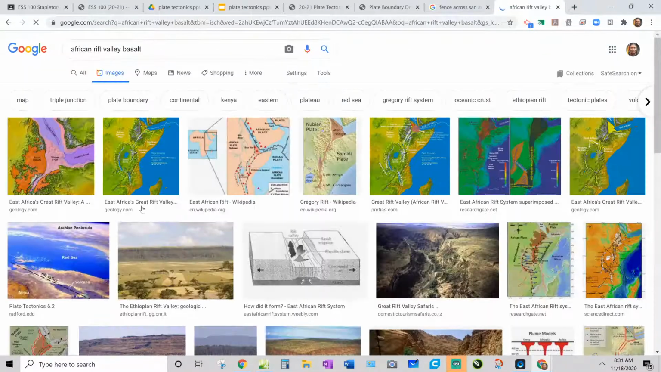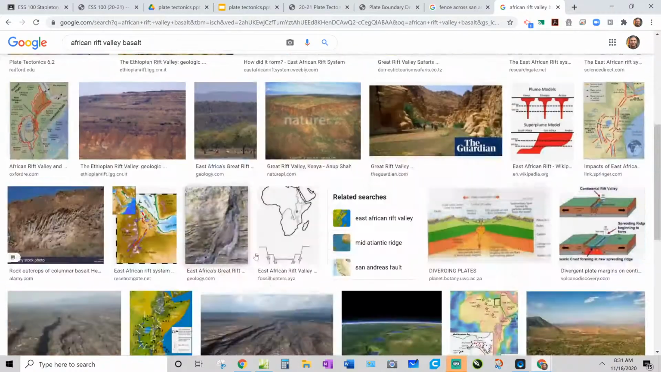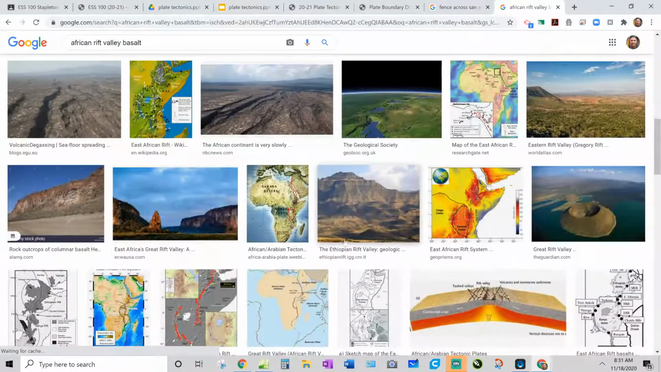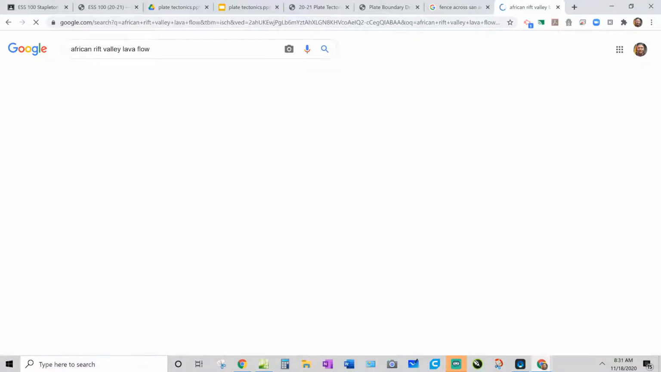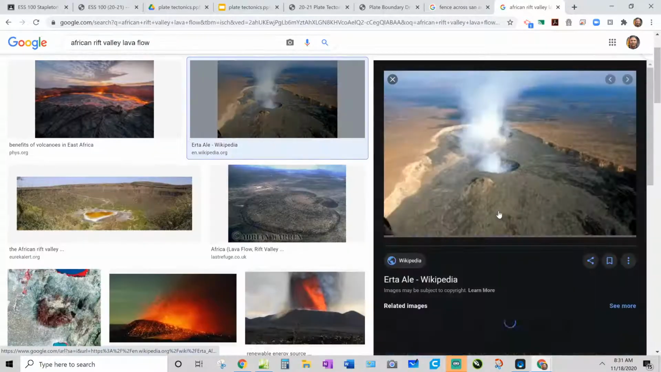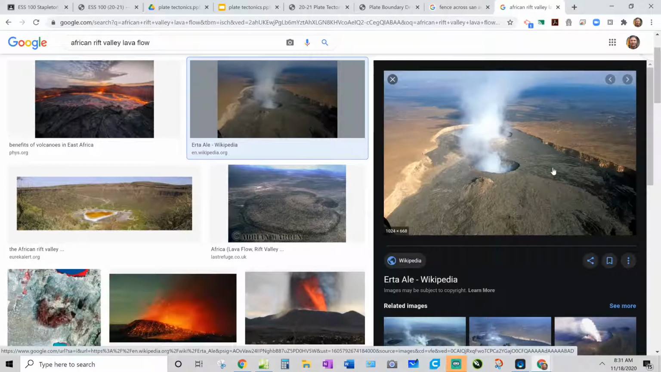Basalt is the name for the type of rock that forms from this type of magma. I'm not really seeing much. Lava flow. Oh, here we go. So this is a good one. This is the picture I wanted.